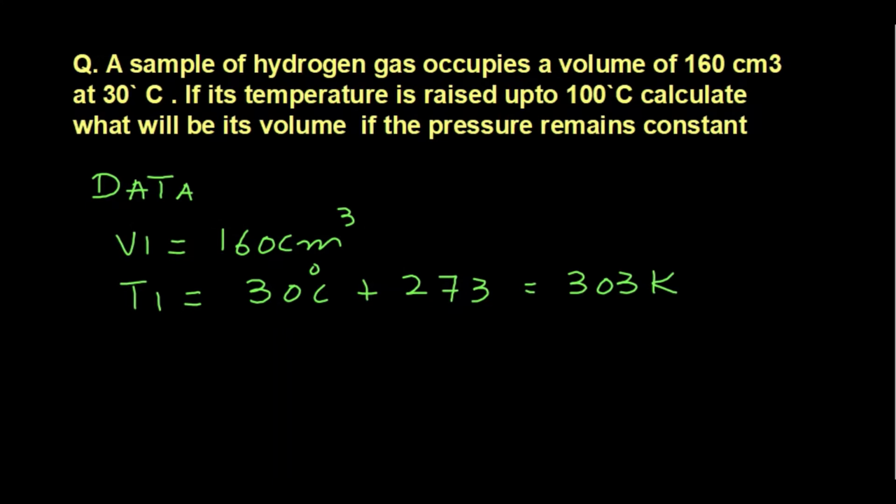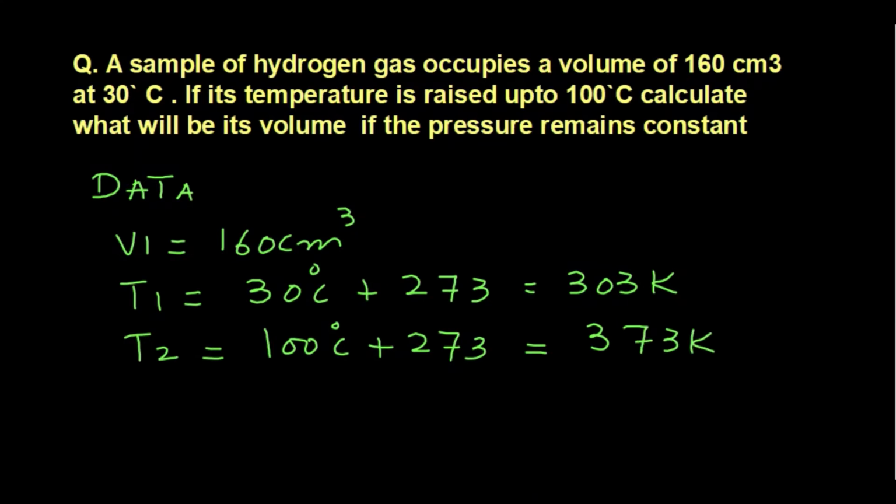Now the final temperature T2 which is given is 100 degrees Celsius. To convert into Kelvin, we add 273. By adding 273, we get the answer 373 Kelvin. We are asked to calculate final volume, that is V2.